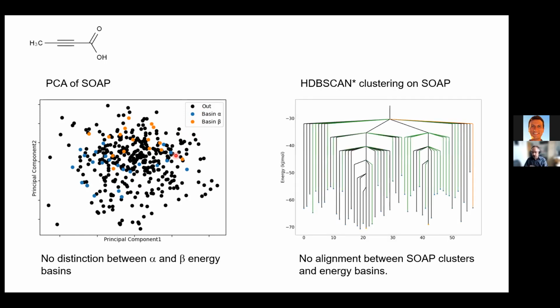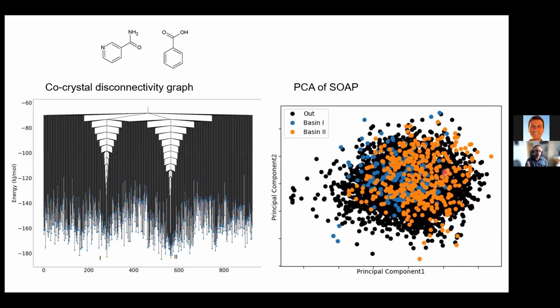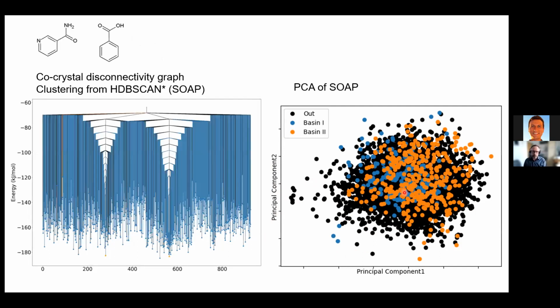And again, we can do clustering with the SOAP descriptor, but the clusters don't align with the funnels. So actually it seems those geometric clustering methods are giving us different information from the energy barriers we're getting from the threshold algorithm. We did it also for the co-crystal, where we have two very nice basins with lots of structures, so perfect for these unsupervised learning methods. But again, you get overlap in the dimensionally reduced picture between the two basins. They're not being separated out. And again, clustering is unsuccessful.